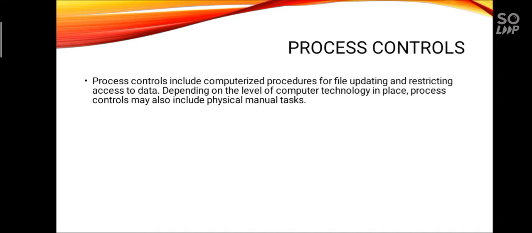And process controls. Process controls include computerized procedures for file updating and restricting access to data. And depending on the level of the computer technology in place, process control may also include physical manual tasks. Yung mamaya explain ko yan. Bale, we begin by examining three control techniques related to file updating: file update controls, transaction code controls, and sequence check controls. Tapos sunod, access and physical controls are then examined. Bale, unahin natin yung file update controls.